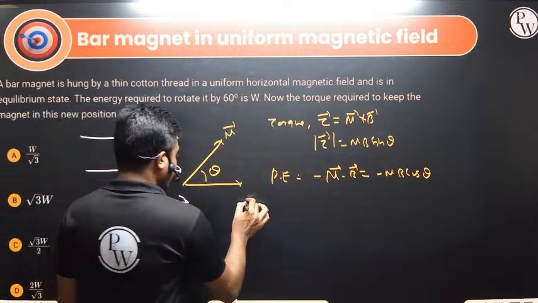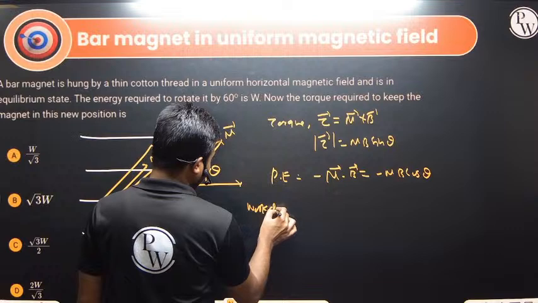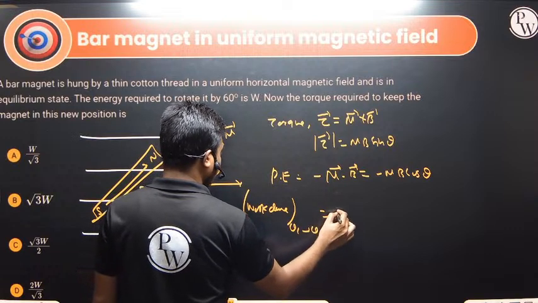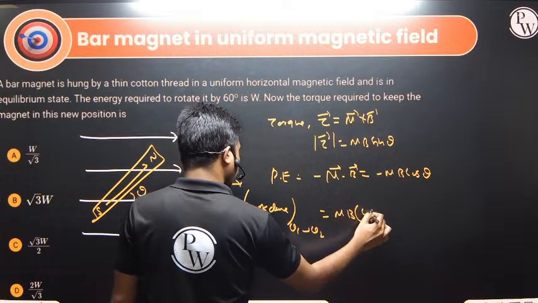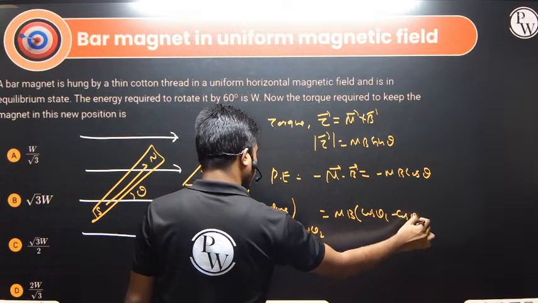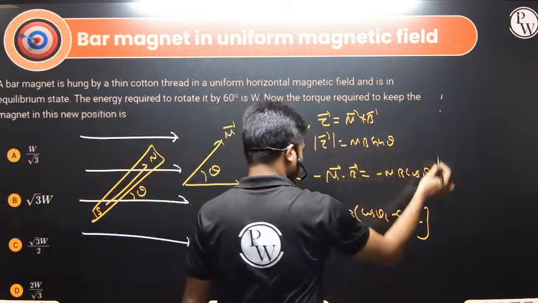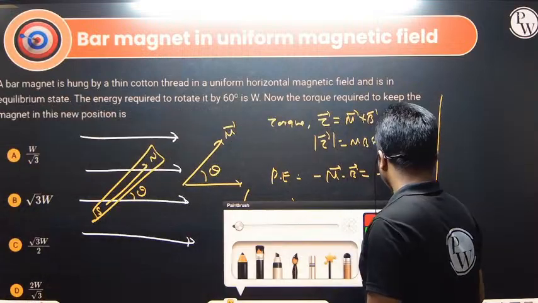If they are asking the work done in rotating from theta 1 to theta 2, in rotating from theta 1 to theta 2, then this particular formula, that is MB (cos theta 1 minus cos theta 2). So let's check what question they are asking in this particular way.